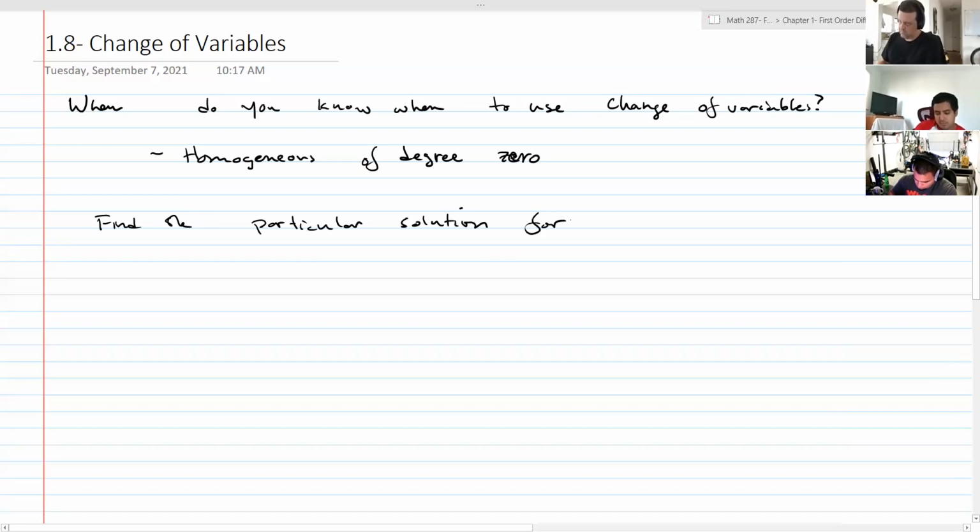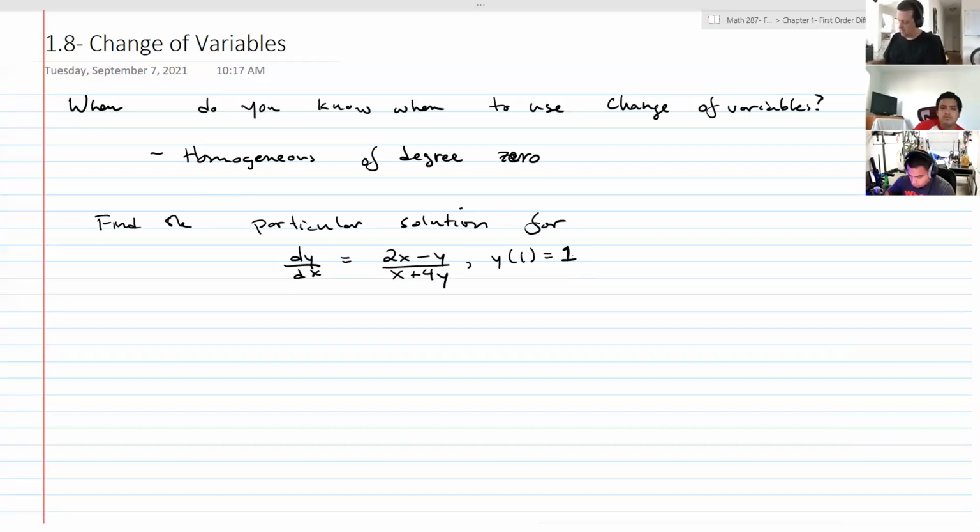Okay, dy/dx equals (2x minus y) over (x plus 4y), and then we've got y of 1 equals 1. We're going to look at this and ask ourselves: is this in fact homogeneous of degree 0?